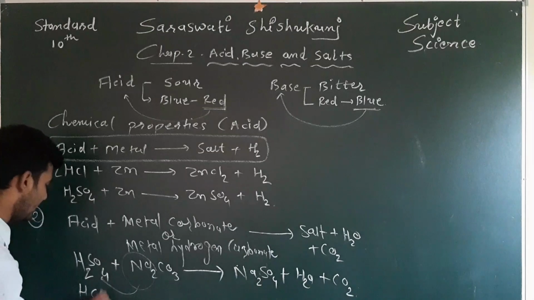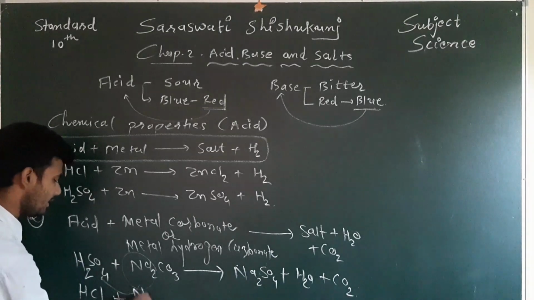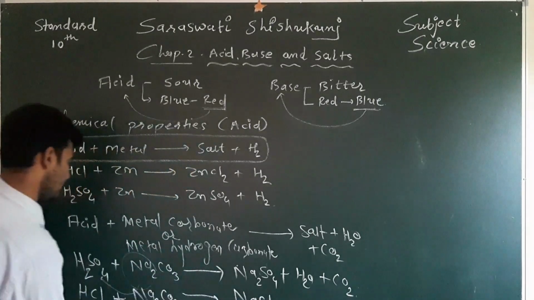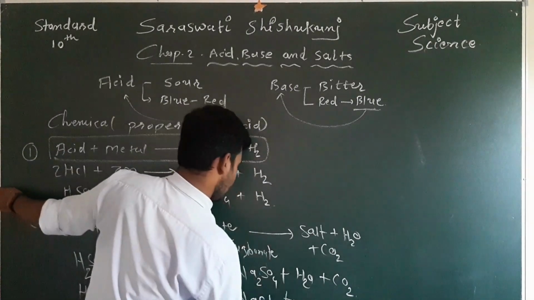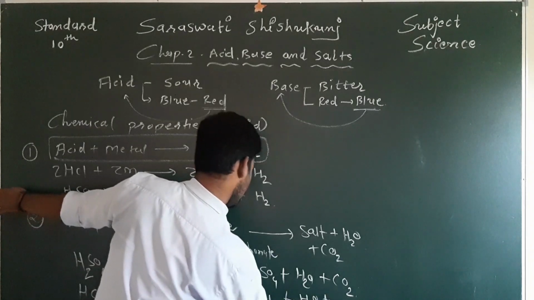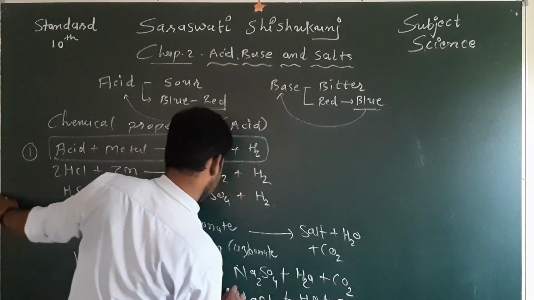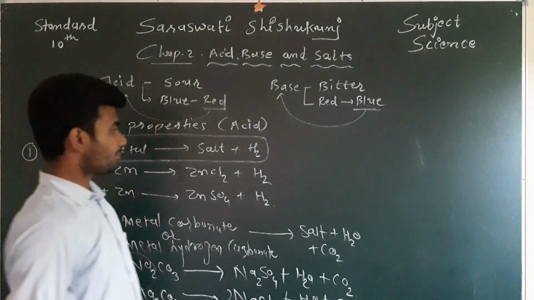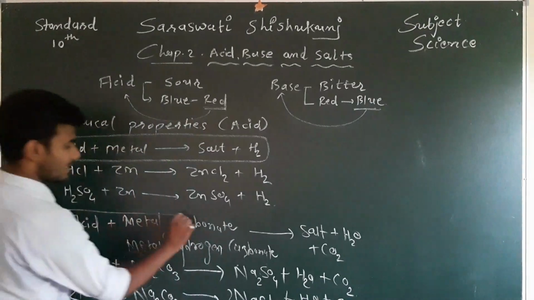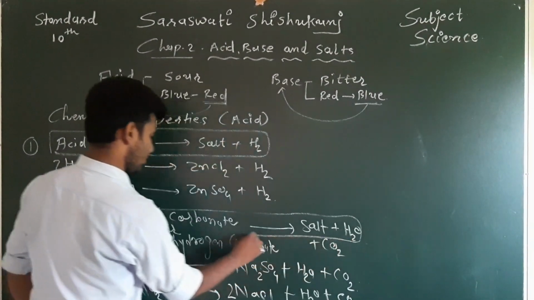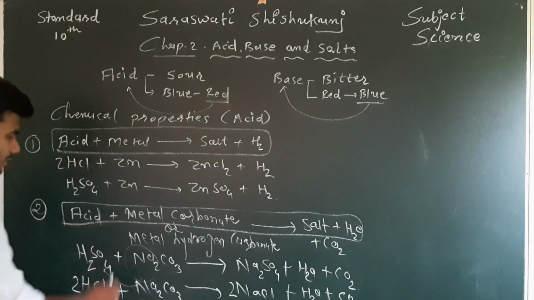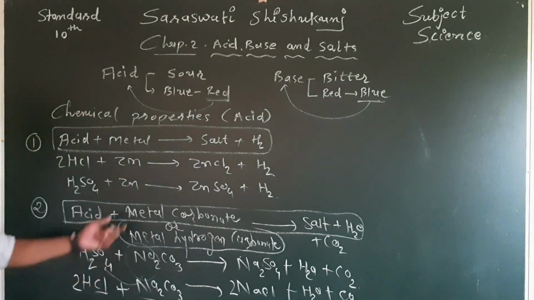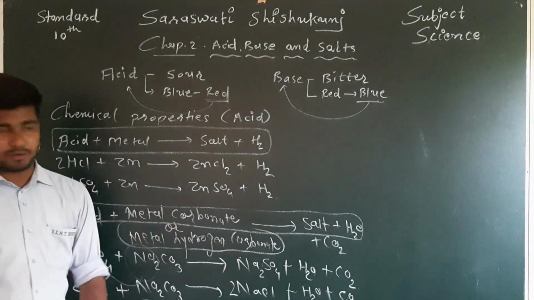If we talk about HCl plus Na2CO3, it will give us NaCl plus H2O plus CO2. So here there will be 2 more of it, and here also it will be 2. So this is our second characteristic of acid. You can also take metal carbonate or metal hydrogen carbonate.